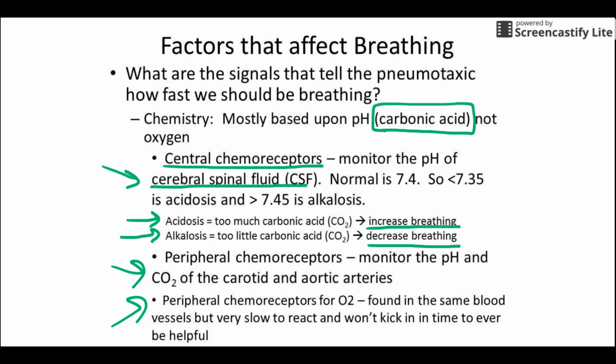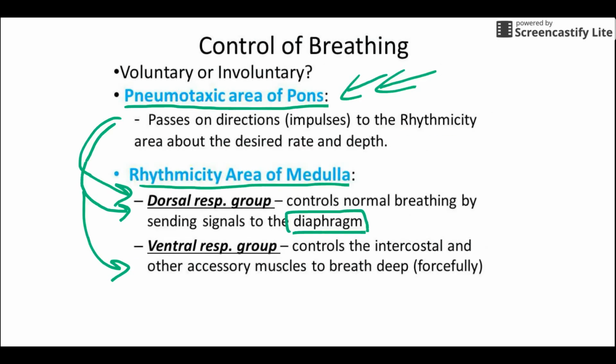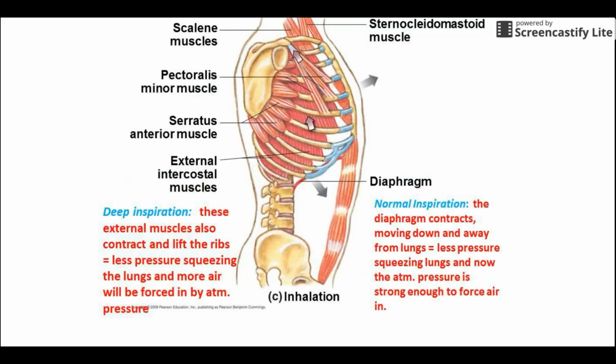All right? So putting it all together, you've got the central chemoreceptors monitoring your body's pH. If we become acidic, that's telling us we've got more cell respiration going on. We're making more CO2. So we increase our breathing. We do that by the pneumotaxic area sending signals down to the dorsal group to breathe faster, and probably down to the ventral group as well. In the end, what that results in is that we start to breathe faster.